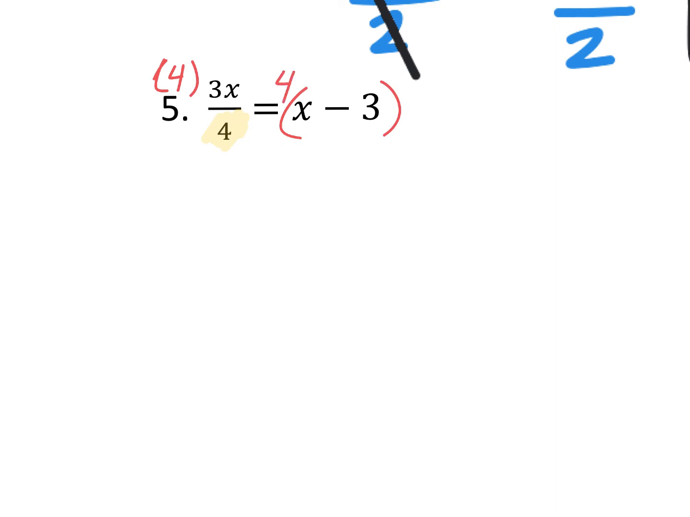Because the right-hand side has 2 terms, it would actually go in parentheses with the 4 in the front. That would undo this division, because it would be 4 over 4, which is 1. So we're undoing that division with multiplication. And it would end up looking like this. 3x is equal to, you have the 4 in front, and then x minus 3. Now it's something that you probably feel a little bit more comfortable with.